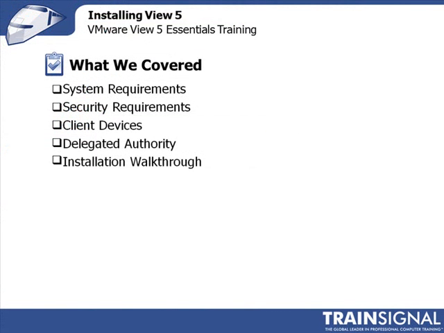So what have we covered here today? So first of all, we've covered system requirements. We've taken a look at what's necessary and needed for all those different operating system installs. We've taken a look at the security requirements. We've looked at the different types of client devices. We've taken a look at delegated authority and how to provide RBAC access into the View environment. And we've gone through a quick installation walkthrough.